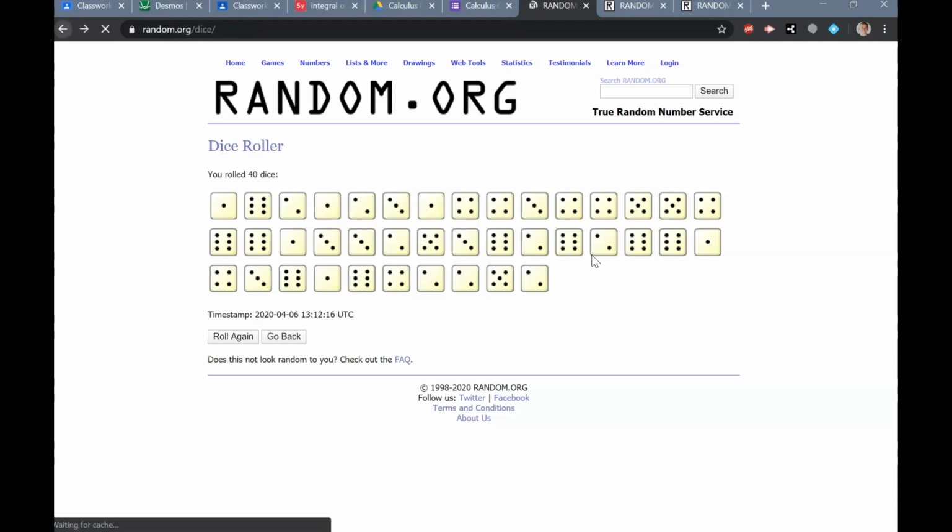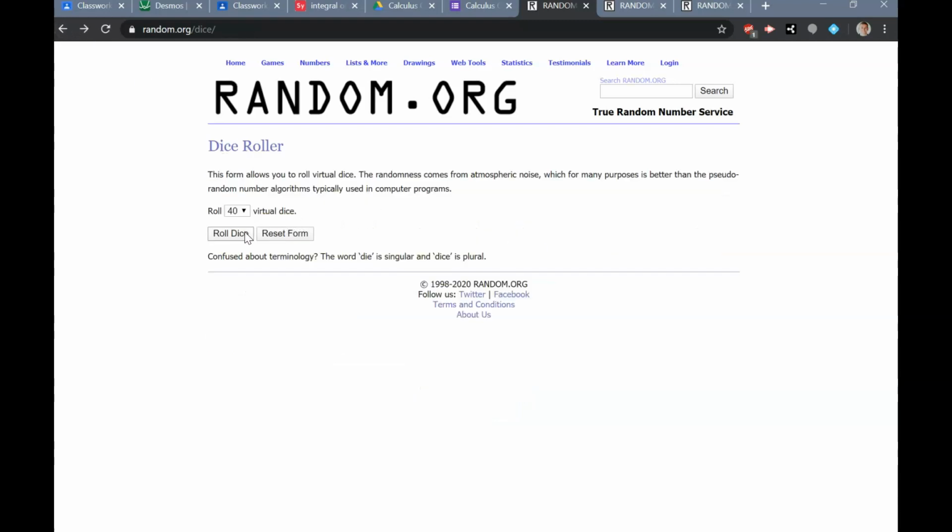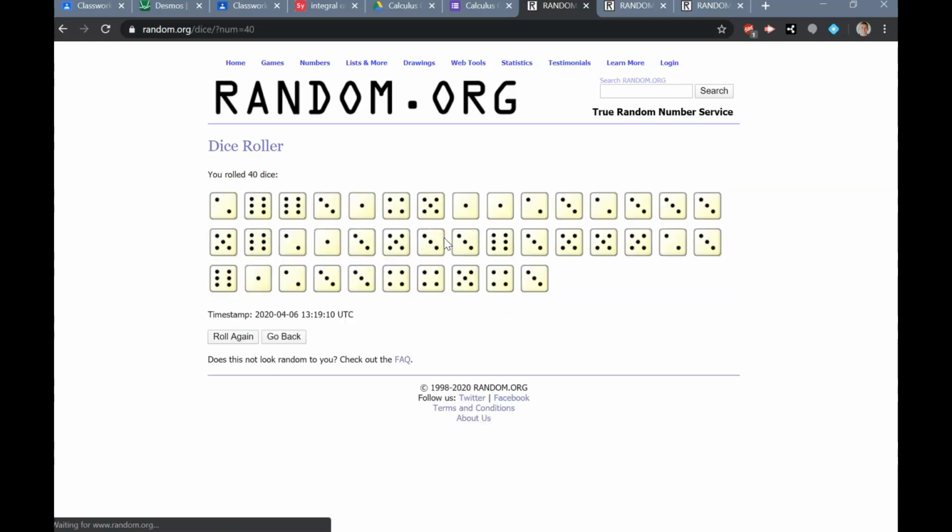So I'm going to roll a die 40 times, and we're going to count the number of times that I get a 3. So I'm rolling the die, and this is a 6-sided die. How many times do I get 3 out of 40? Well, I get it once here, twice, 3, 4, 5, 6, 7, 8, 9, 10, 11, 12, 13 times. I get it 13 times.